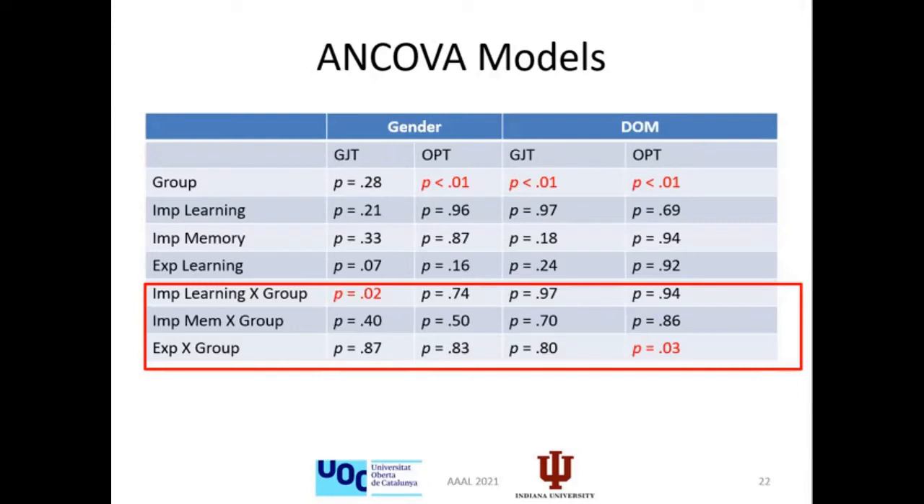As you can see, the analysis showed that there was a significant interaction between implicit learning ability and group in gender scores on the grammatical judgment test. And in addition, there was another significant interaction between explicit learning ability and group in differential object marking scores on the oral production test.